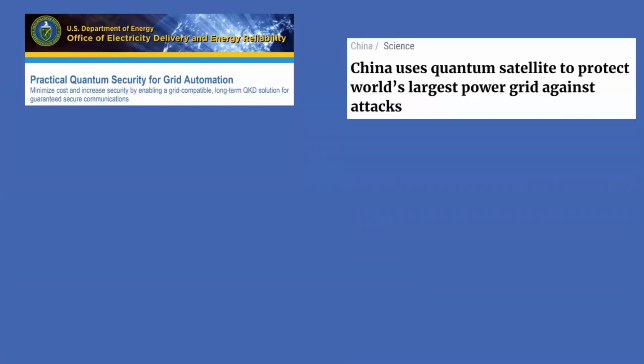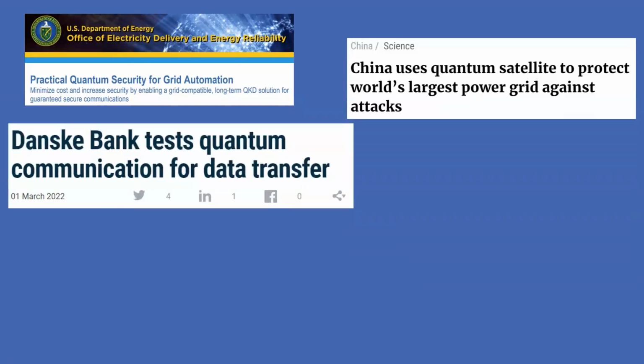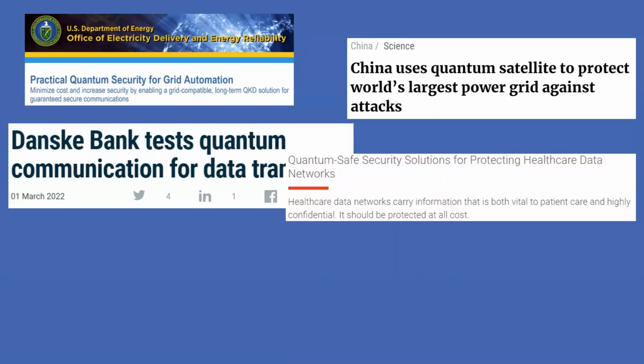So here is, for example, an example of grid automation with quantum security. Also, China is already using quantum satellite communication for their power grids. Danske Bank, for example, tested quantum communication. Healthcare data can maybe be protected by quantum security.